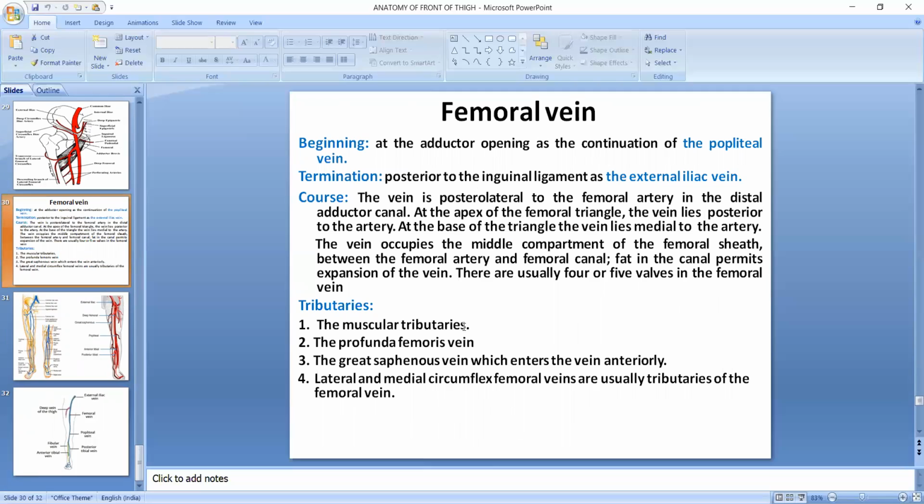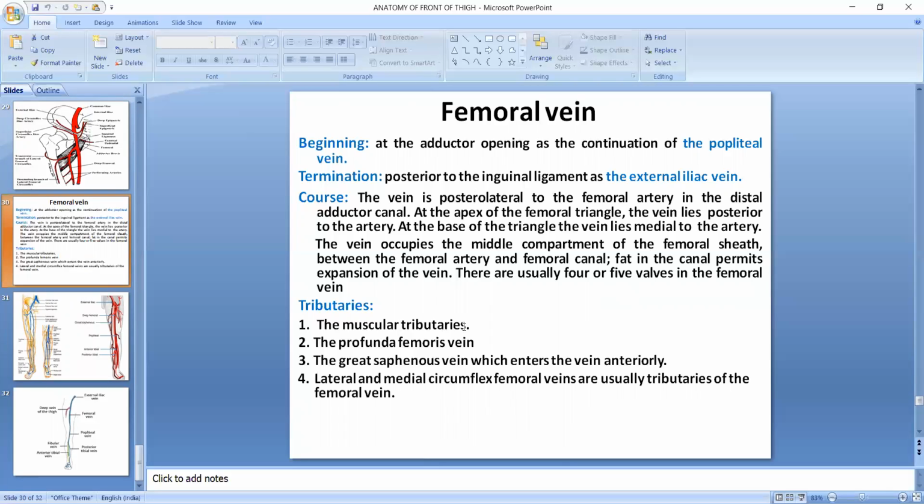Femoral vein, beginning: it begins at the adductor opening as the continuation of the popliteal vein. Termination: posterior to the inguinal ligament as the external iliac vein. Course: the vein is posterolateral to the femoral artery in the distal adductor canal. At the apex of the femoral triangle, the vein lies posterior to the artery. At the base of the triangle, the vein lies medial to the artery. The vein occupies the medial compartment of the femoral sheath between the femoral artery and the femoral canal. Fat in the canal permits the expansion of the vein.